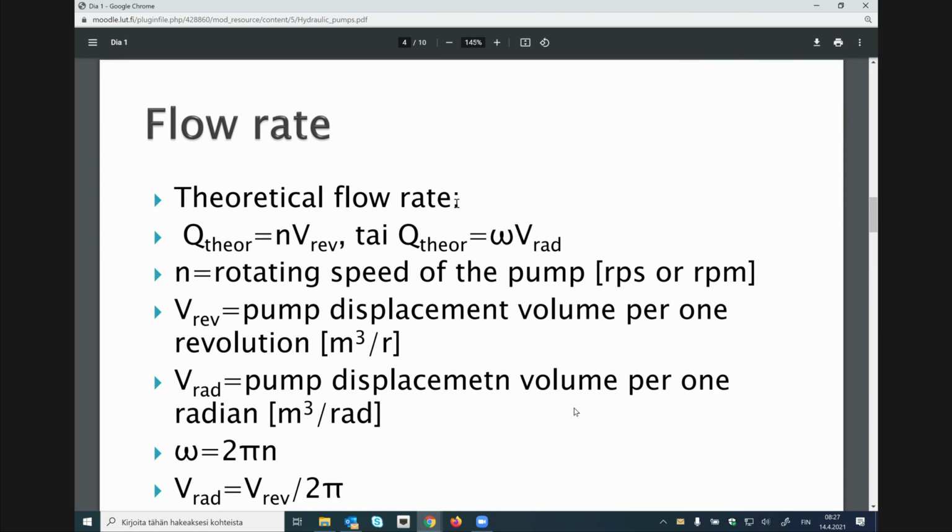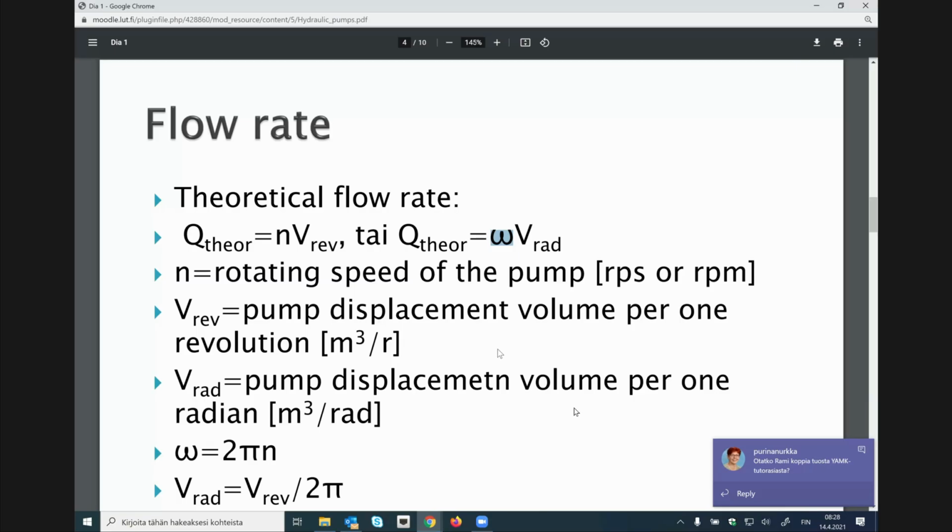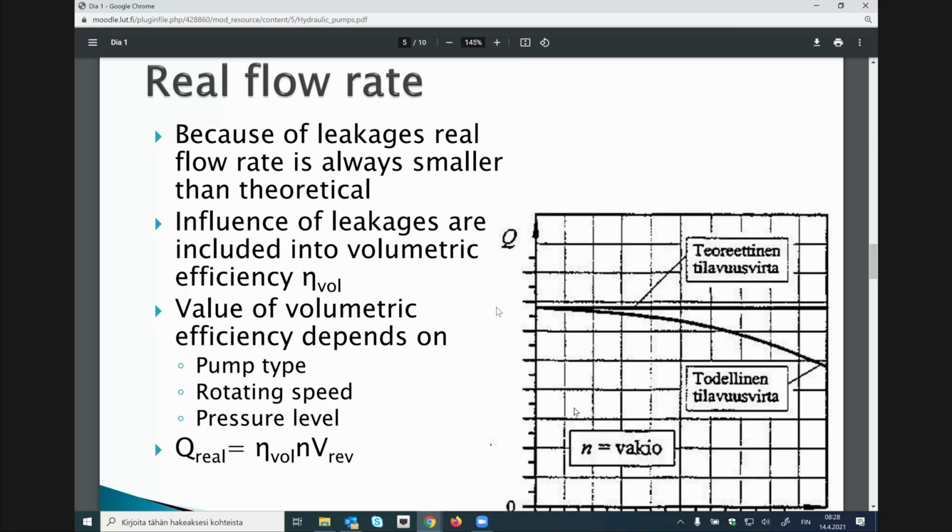Then how the flow rate is calculated, or how it is formed in the pump? Well, theoretically, we will multiply the rotating speed of the pump with pump displacement volume, which is this V rev, or we could use angular speed and radial volume. But as it was mentioned in the previous slide, that was a theoretical flow rate. The real flow rate is always a little bit less.